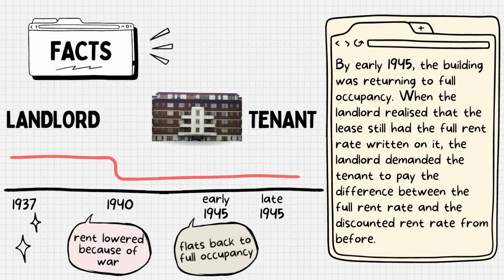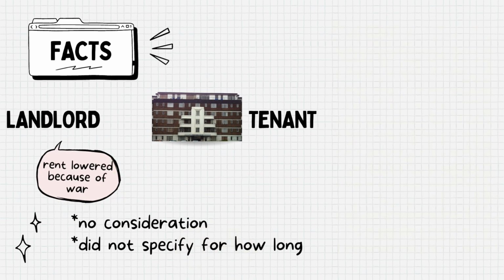When the landlord realized this and had a look back at the lease, he found out that the lease still had the full rent rate written on it. The landlord therefore demanded that the tenant pay the difference between the original rent rate and the discounted rent rate from the period. The tenant obviously tried to refuse, but the landlord was adamant.